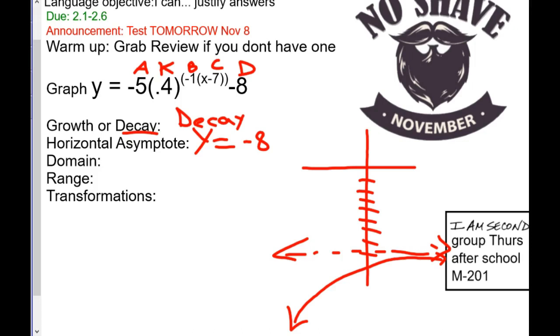Now, domain, what do you think? Negative to positive infinity. Goes left forever, goes right forever. So negative infinity to positive infinity. Okay, the range.